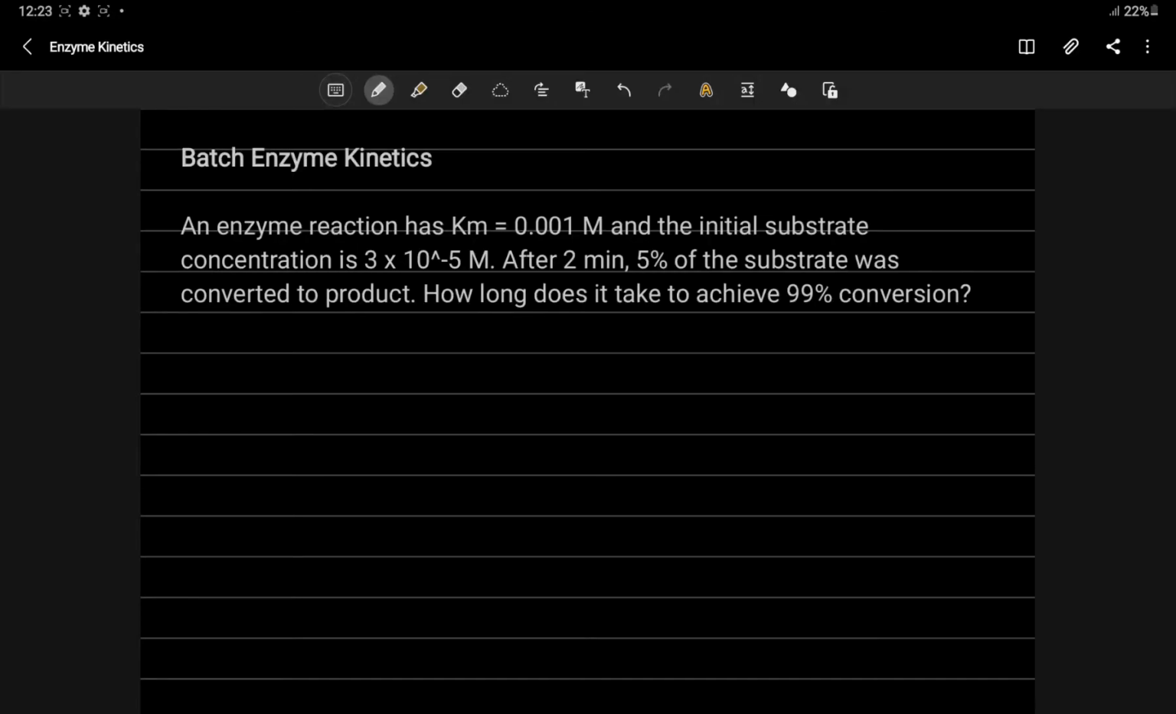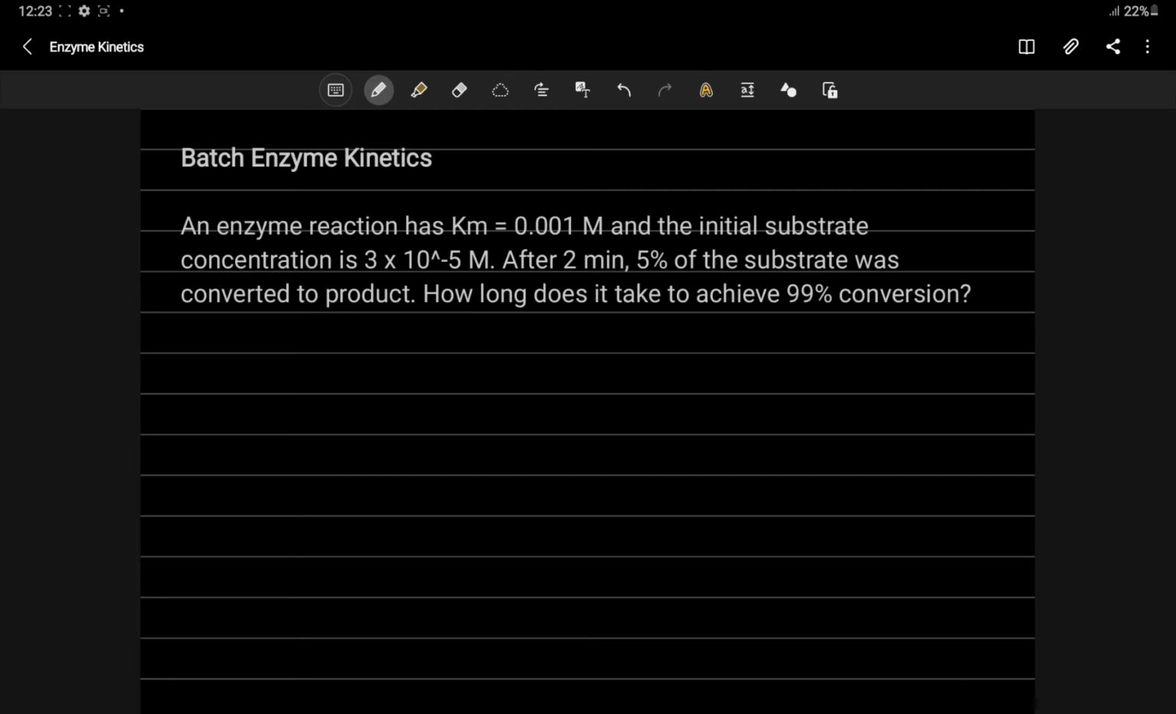Hello guys! Ngayon naman, pag-usapan natin ang batch enzyme kinetics. Kung saan you have your enzymatic reaction happening in a batch process or a batch reaction. And usually, sa ganyang type of problem, ang hinahanap is yung time or duration ng reaction given kung ilang conversion ng substrate to the product ang meron ka or whatever is specified in the problem.